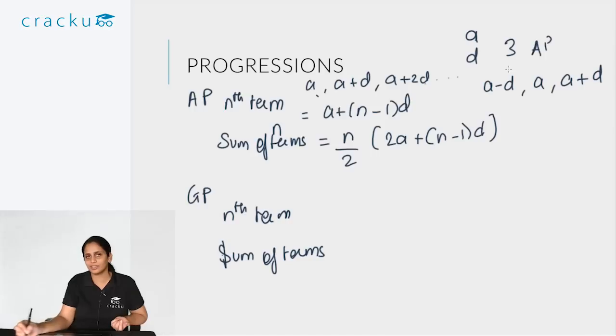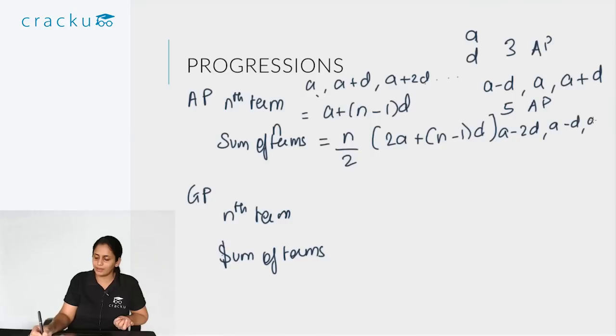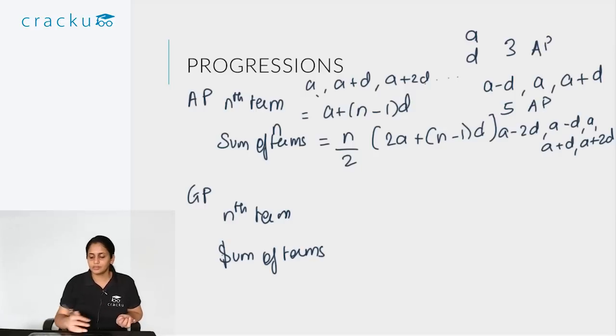That way when you add them up together, the common difference is cancelled, and then you just get 3a as the sum. Similarly, if you have 5 numbers in an AP, then you take it as a minus 2d, a minus d, a, a plus d and a plus 2d. So our effort here is basically to cancel off the common term. So these are the basic tricks that we use for basics of AP and GP.